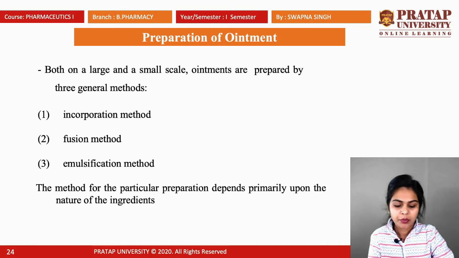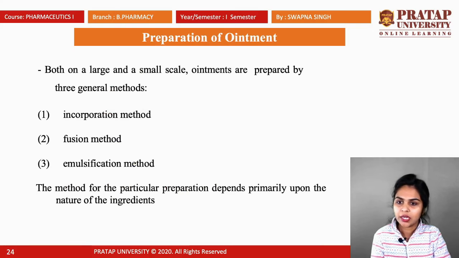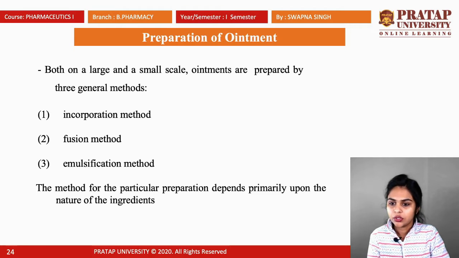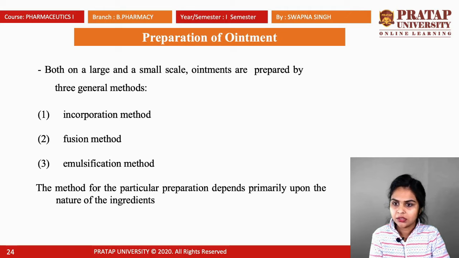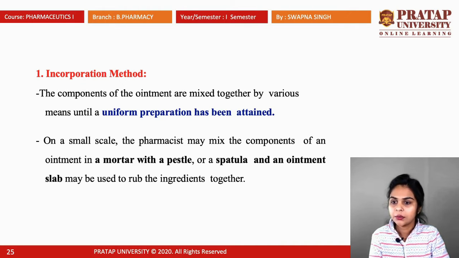Next one is preparation of ointment. In the preparation of ointment, both on a large and a small scale, ointments are prepared by three general methods. First one is incorporation method, second one is fusion method, and third one is emulsification method. So by these three methods, either on a large scale or a small scale, we prepare ointment. The method for a particular preparation depends primarily upon the nature of the ingredients.